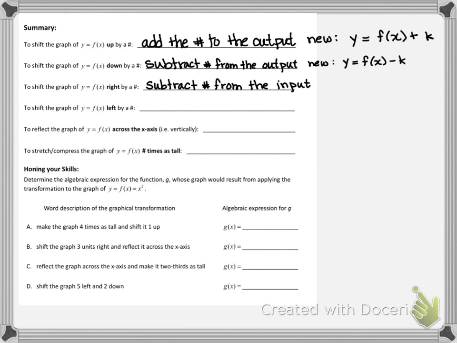And that's true of all transformations. Any operation you do on the input before squaring or square rooting or cubing or whatever our function is going to affect it horizontally. And any operation that you do on the output, so after that operation, is going to affect it vertically. So our new function here would be y equals f of x minus h. So notice that in the parentheses, this is the input of the function f. So I've changed my input from x to x minus h before applying my function.